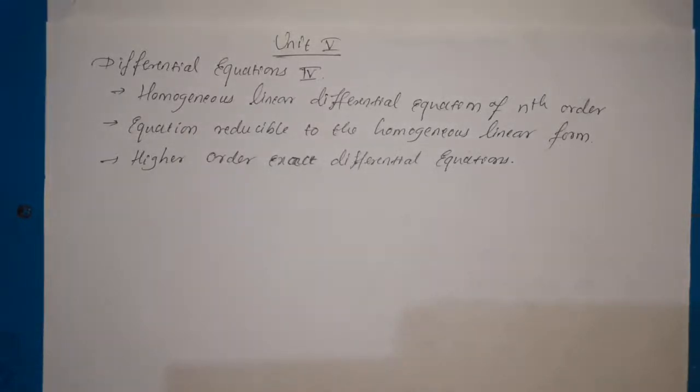Already in the third semester we have discussed linear equations and also homogeneous equations. Homogeneous means if you replace x by lambda x and y by lambda y, then after simplifying, the resulting equation must be the same as the given equation. Then that equation is called a homogeneous equation. And a linear equation is of the form dy by dx plus py is equal to q, where p and q are functions of x. That is the standard form of a linear differential equation.